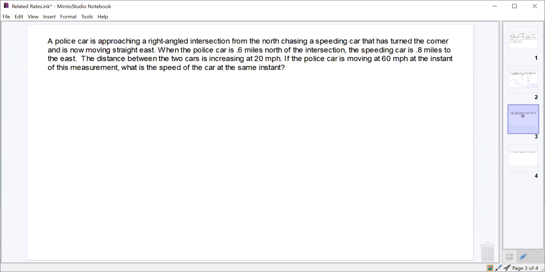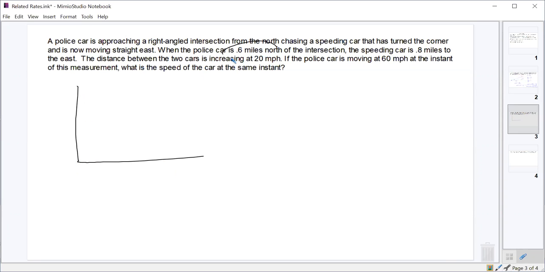Got a police car approaching a right-angled intersection from the north. Got a car that has turned the corner and is moving east, and then a bunch of numbers. So let's draw this situation out. We have a car approaching from the north, and another car that's turned the corner and is going east. We're talking about when the police car is 0.6 miles north of the intersection.